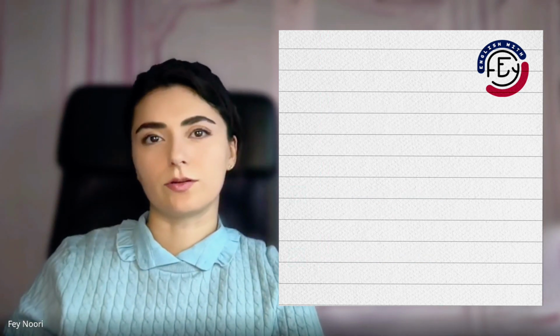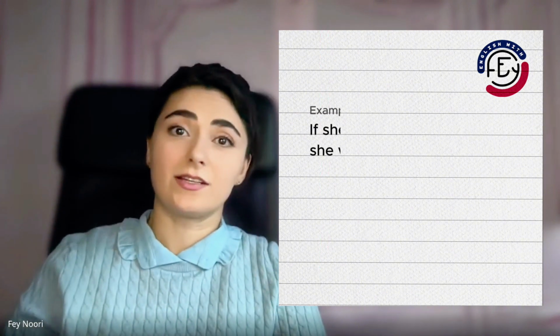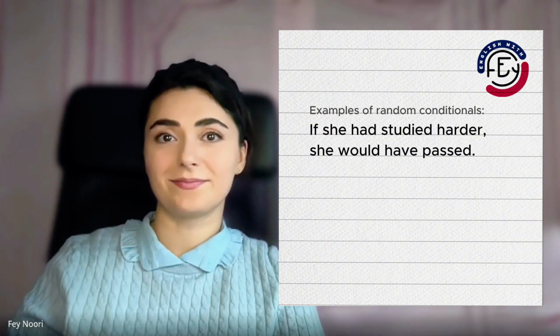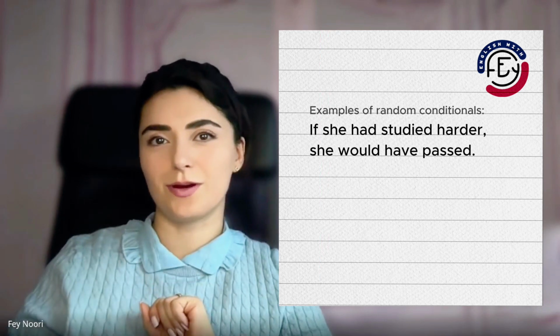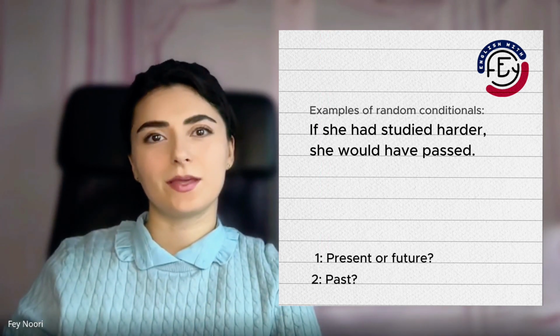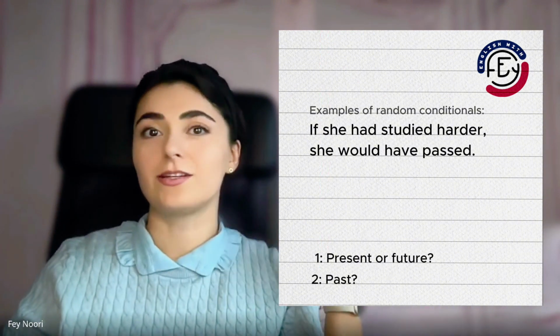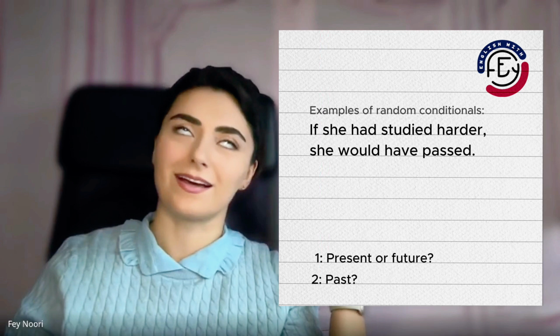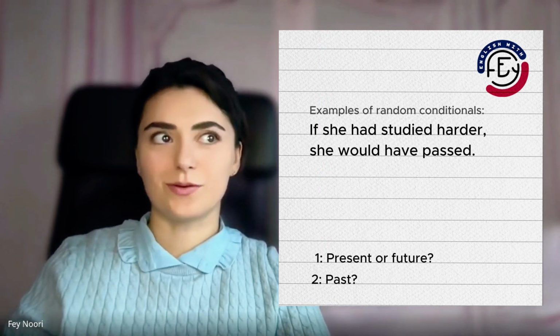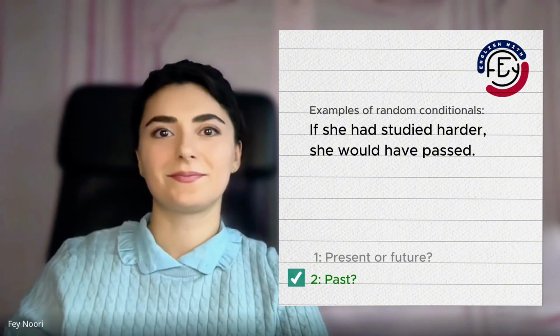It's about a girl who failed her test. Now we can say, if she had studied harder, she would have passed. Now, let's answer those two questions. Is this about the present or the past? Well, she failed her test. So if she had studied in the past, she would have passed in the past. So to answer the question, the past or present or future, the answer is the past.